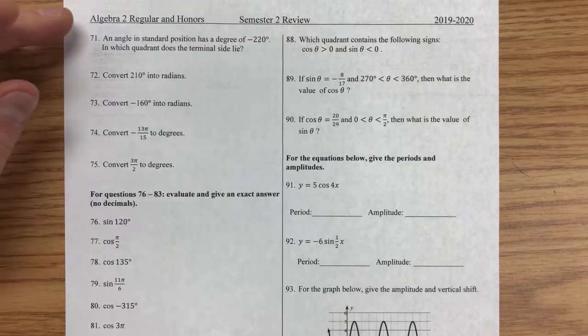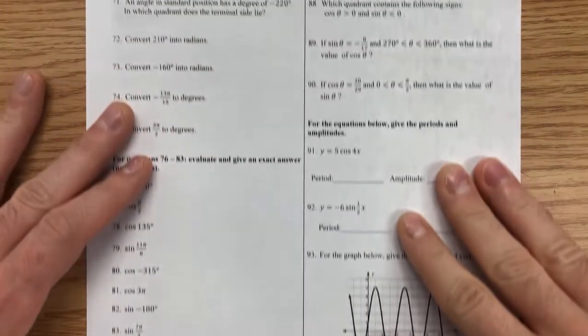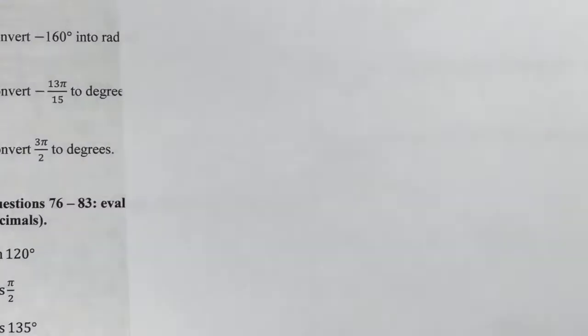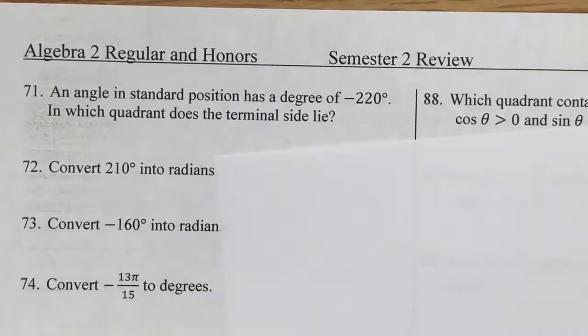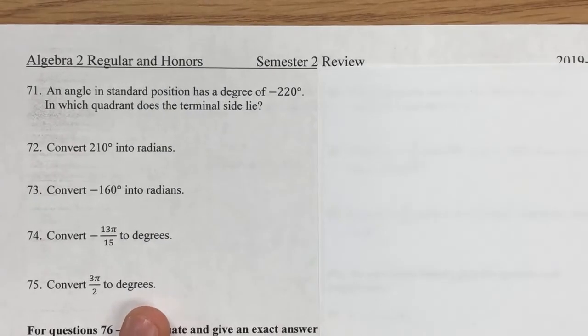So today we're going to be covering the column that is numbers 71 through 87. So without further ado, let's go ahead and get started at 71. Okay, so we have an angle in standard position that has a degree of negative 220 degrees.